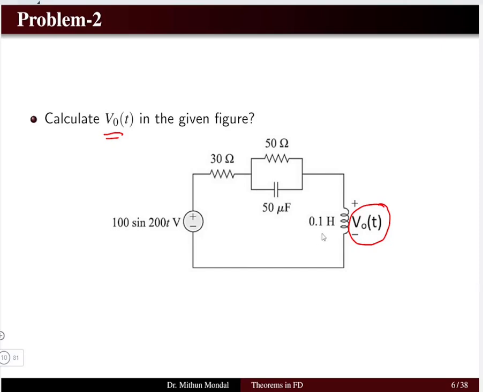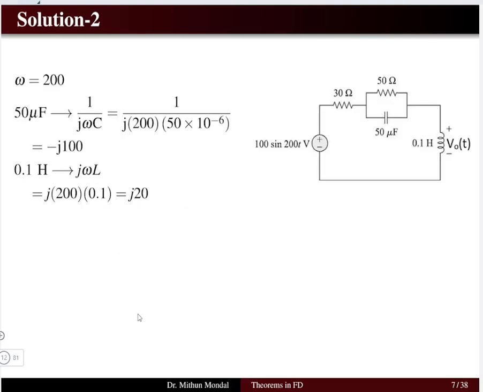So we have an inductor which is 0.1 Henry and a capacitor of 50 microfarad. If you can see, the source is a function of time with the frequency equal to 200 radian per second. So we will be approaching this problem with the steps that we have learned in the previous problem. The capacitor and the inductor have to be converted into their equivalent capacitive reactance and inductive reactance so that we can get the units in ohms.